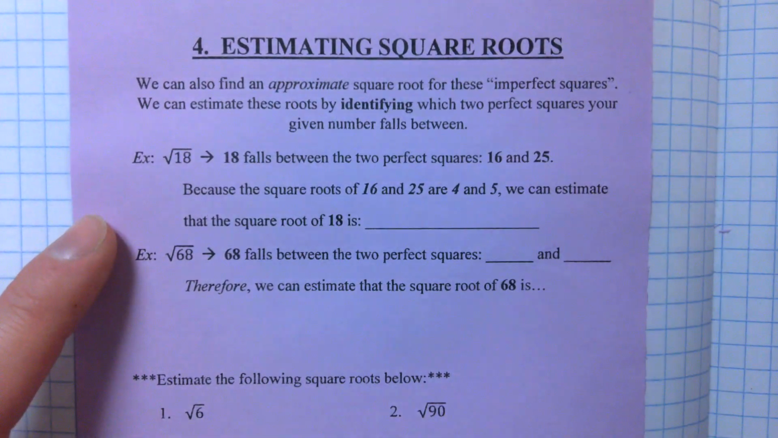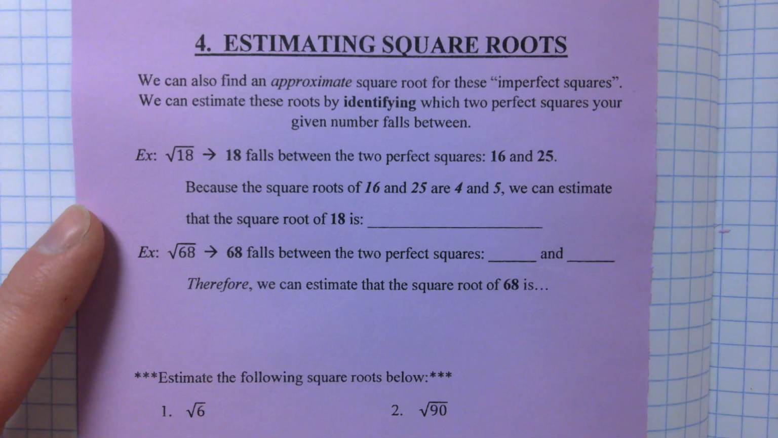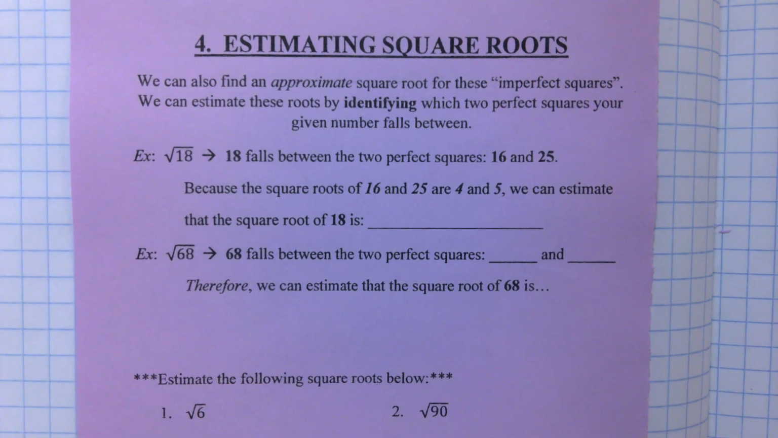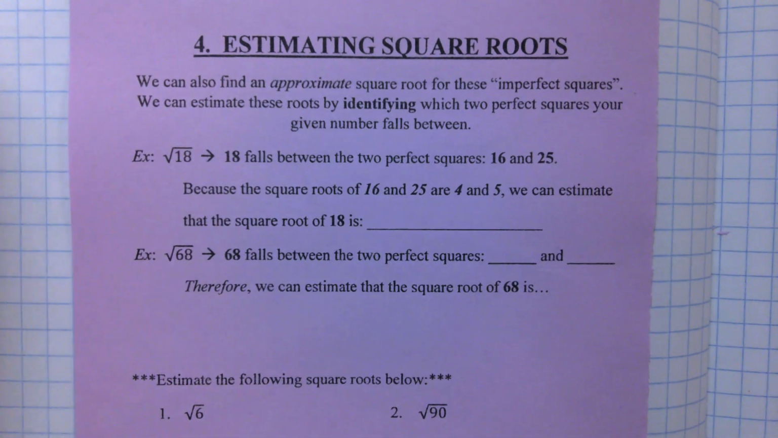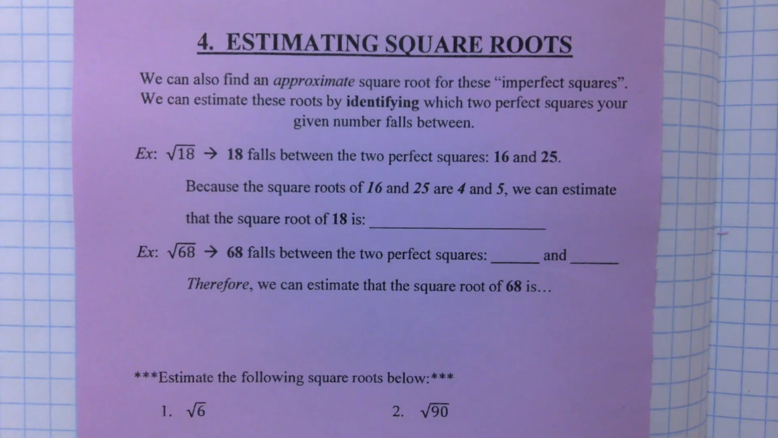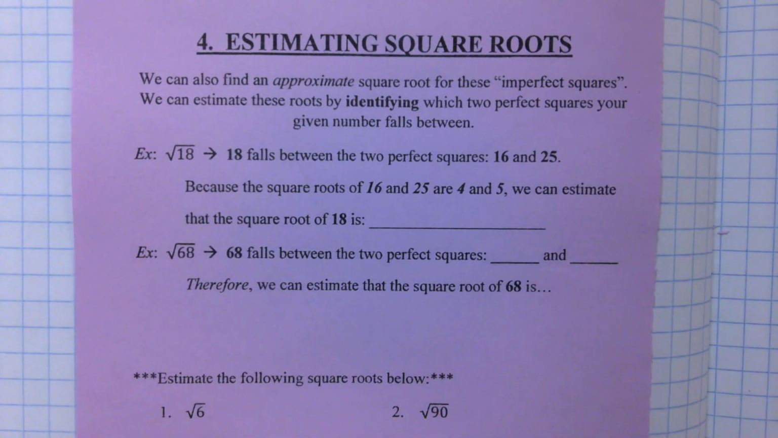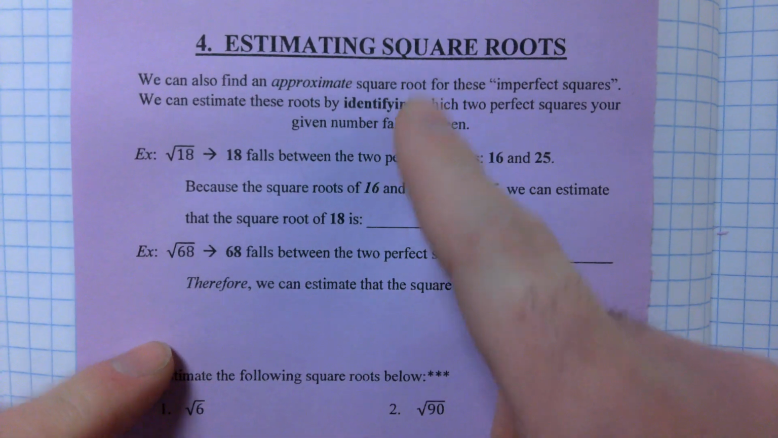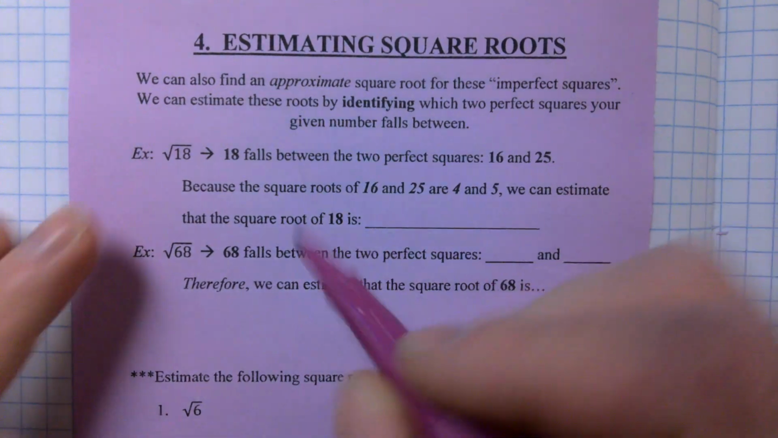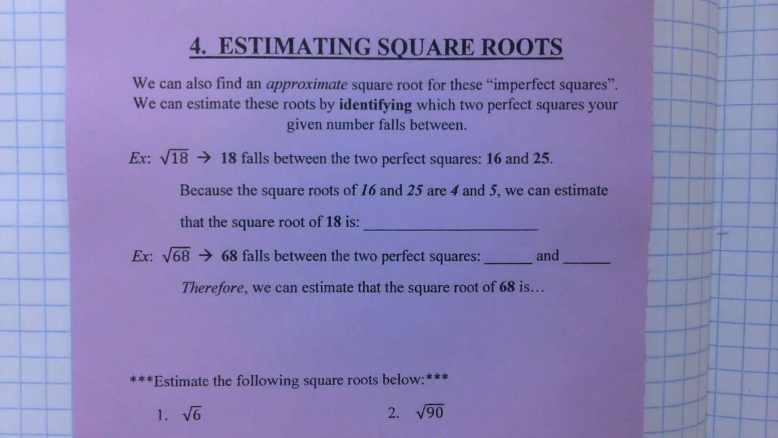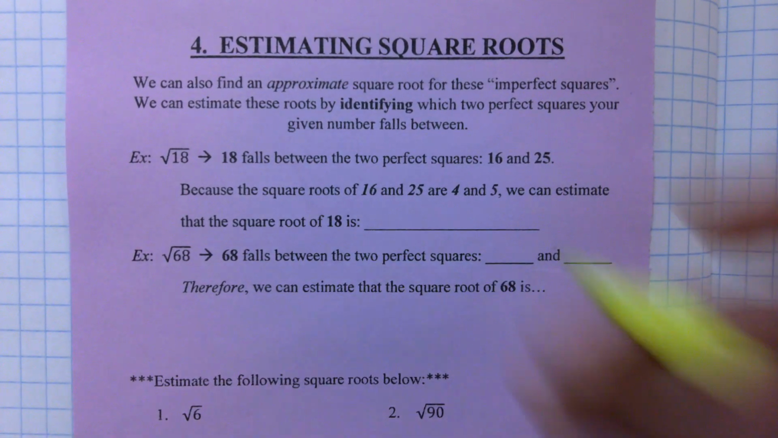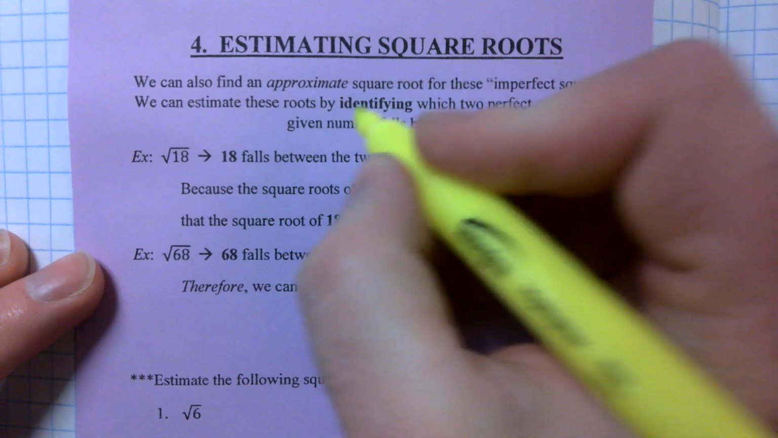If I'm estimating something, what does that mean? Rounding. Good. What else does estimating mean? Approximate answer, right? Is it an exact answer? No. Do I know that my answer is going to be exactly 3? No. I'm going to find a range of answers that it could be by using our perfect square chart. So we're going to find approximate square roots by identifying which two perfect squares the given number falls between. Go ahead and highlight that real quick.